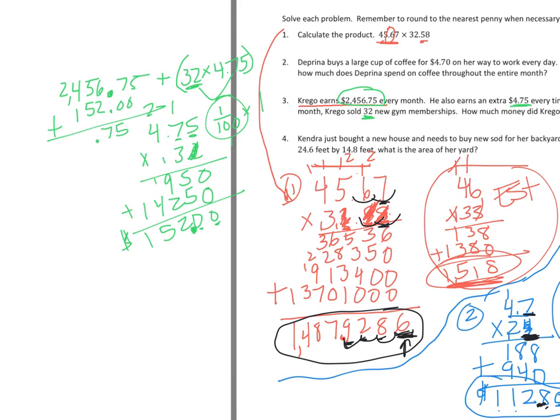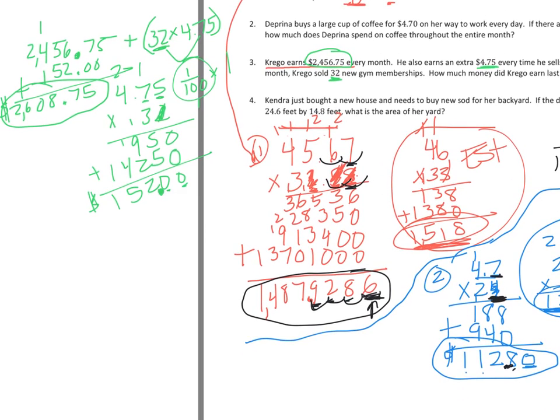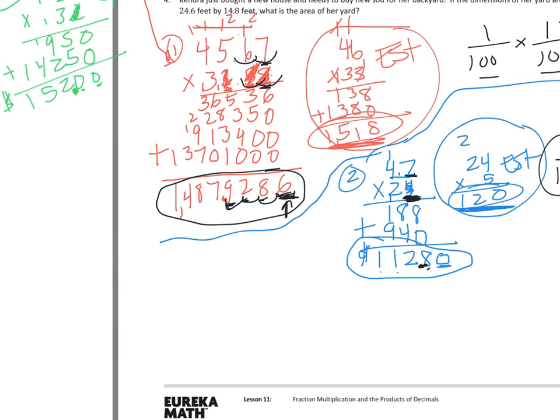And I got to make sure I line up my decimal points. And it looks like he's going to make $2,608.75. And of course, I need my dollar sign, and then an answer statement would be good for all of these, but I'm just showing the work for it. So my last one, I'll do 4 down below. We'll do that in purple.